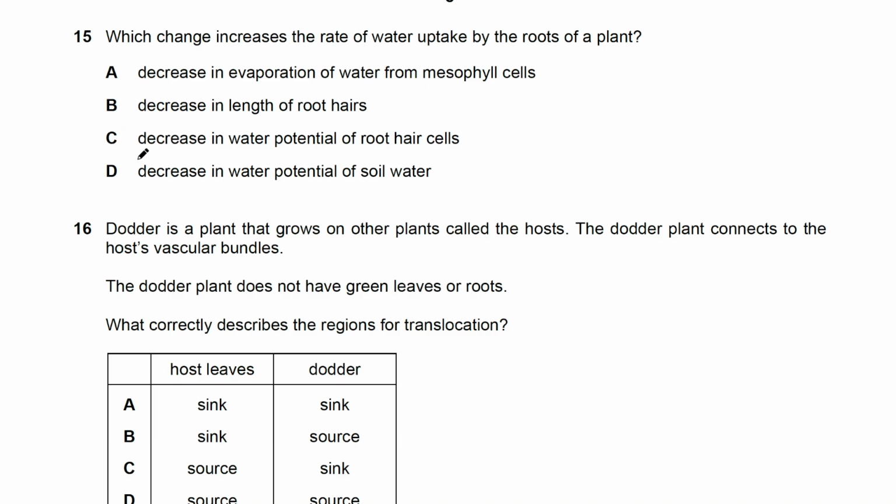So let's move to C. Decrease in water potential of root hair cells. That makes sense. Once the water potential inside the root hair cells decreases, while the water potential outside, I mean the soil, is already high, the water will move from the soil to the root hair, which makes sense as the right answer, but let's read D also. Decrease in water potential of soil water. Sure, now this is the opposite. Then the water will start leaving the root hair. So the right answer for 15 is C.